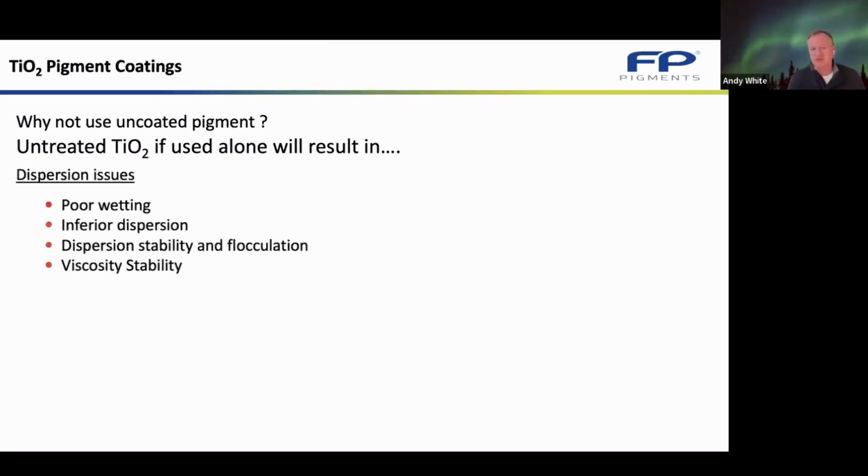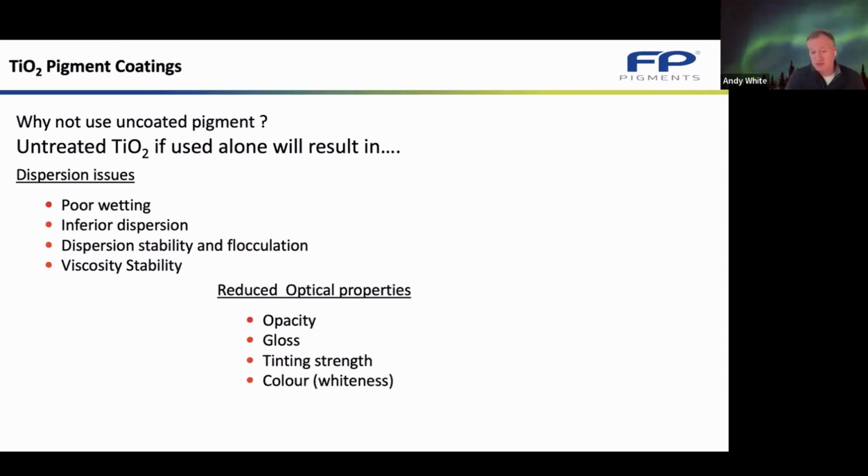If TiO2 is left untreated, you'll end up with poor wetting, simply because the crystal surface of the TiO2 doesn't lend itself to associating itself with dispersions and polymers. You'll end up with inferior dispersion. You'll end up with problems with dispersion stability and flocculation, and ultimately viscosity stability. Without the surface treatment, the TiO2 itself as an optical opacifier is pretty useless.